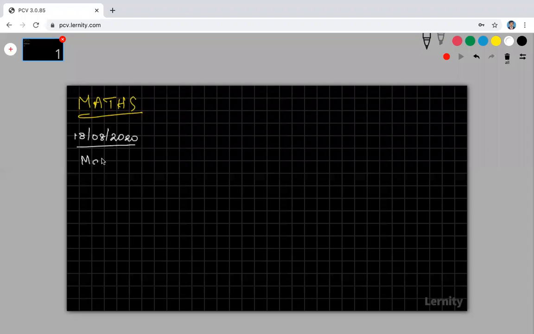Today also we are going to discuss maxima and minima. In our previous class, we discussed absolute maximum and absolute minimum.